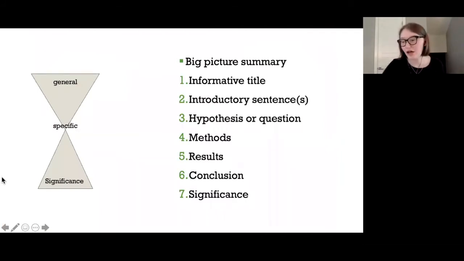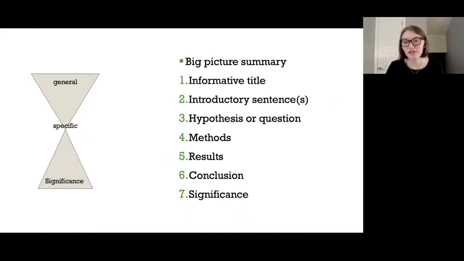So the basic anatomy of an abstract, and these are the anatomy pieces that the Undergraduate Research Symposium folks recommend. Of course, you have to have an informative title. You have introductory sentences. You have a hypothesis or a question statement, which is, what are you investigating? You have your methods, which is, how did you investigate it? Your results, what did you find from your investigation? And your conclusion, what do the results mean? And the significance, what does that mean in a broader context? What does your research mean for the person that's reading it? What does it mean for the field generally? And how does this research make the world better or advance human knowledge?